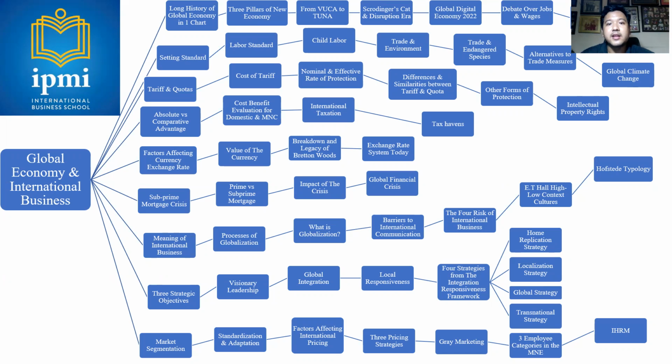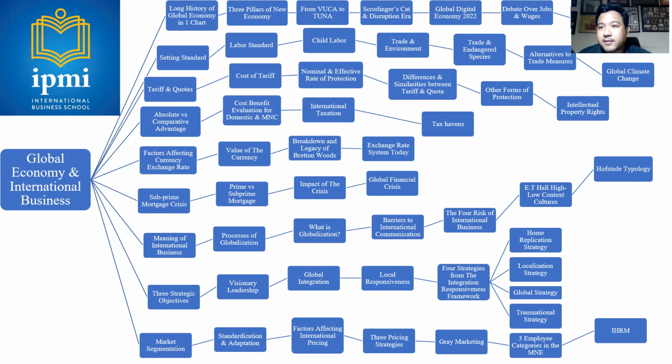And next, we also have a discussion about Schrödinger's cat and the disruption era. And here, it explains the two simultaneous movements in the S curve on the disruption curve. And next, there's also the discussion about the global digital economy, how the population of the world is going to be digital and going into the metaverse. And also there is the debate over jobs and wages, where it explains the benefits and harm of globalization.